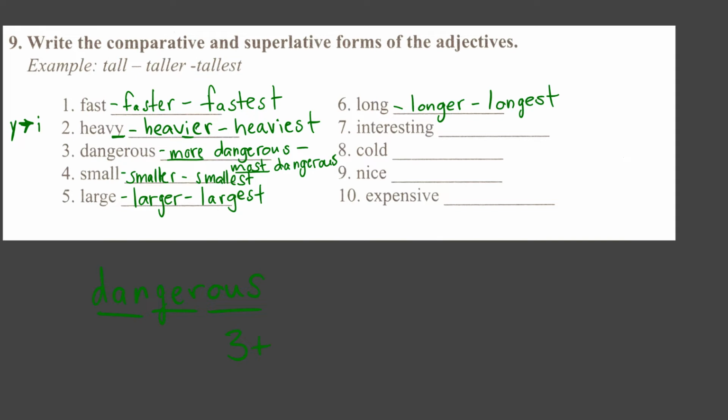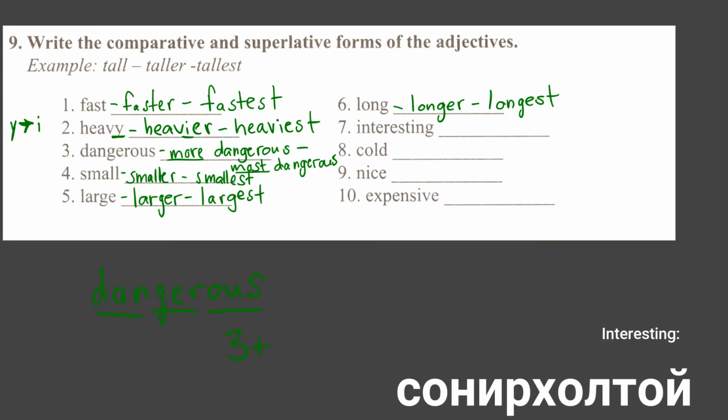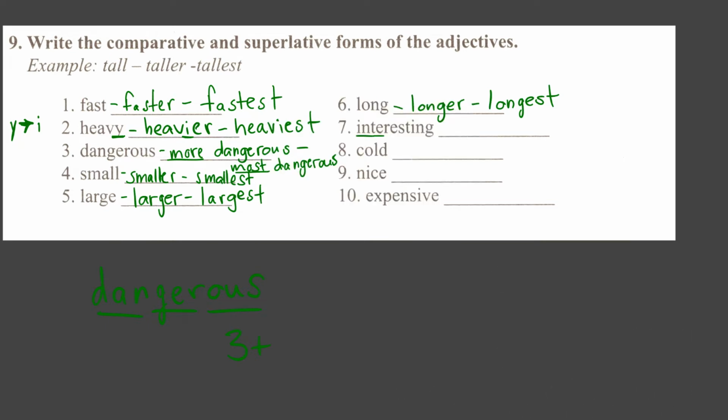And then interesting. Let's count that one out. Interesting. So interesting. So this one has 4 syllables. So because it has 4 syllables, we are going to use more interesting. It is a long word. And most interesting.